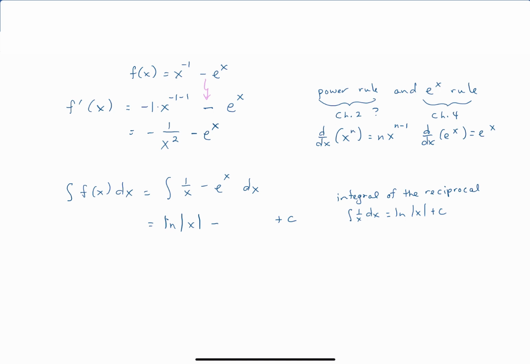Then we have in chapter 5 a rule for the integral of the exponential function, which says the antiderivative of e to the x dx is e to the x. Okay, so I keep my minus sign, and the integral of e to the x is e to the x, and then I have plus c.